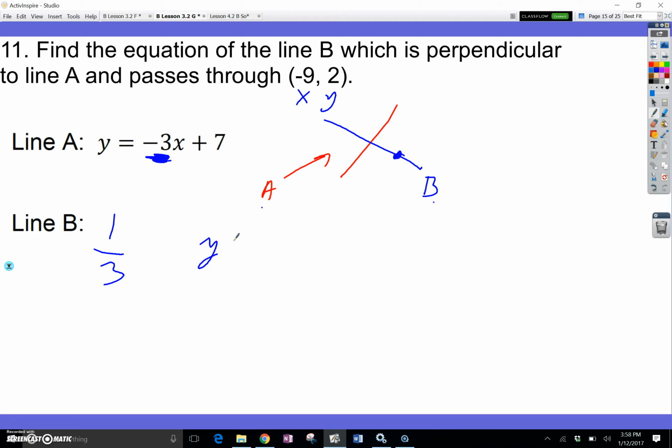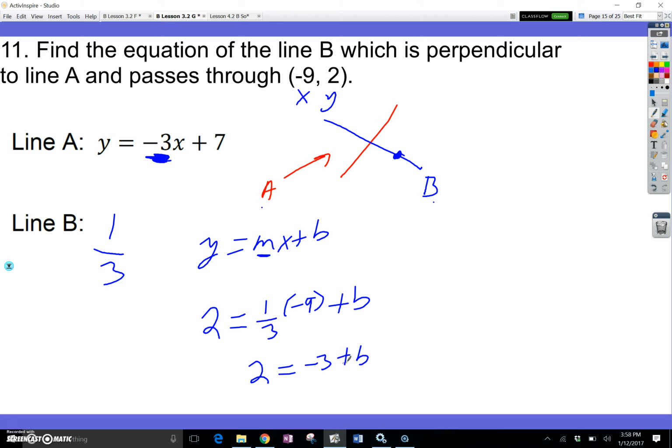So remember, we're using y equals mx plus b, and I have my m value because I know how to find the inverse, and I'm just going to plug in negative 9 and 2. That's going to look like 2 equals 1/3 times negative 9 plus b. This is going to look like 2 equals negative 3 plus b. I'm going to add 3 to both sides to get b is equal to 5.